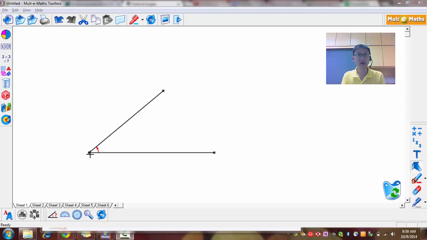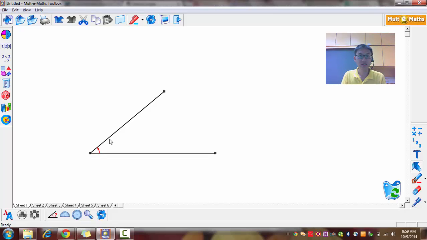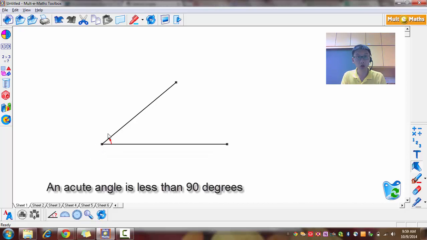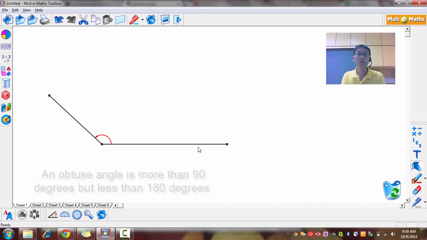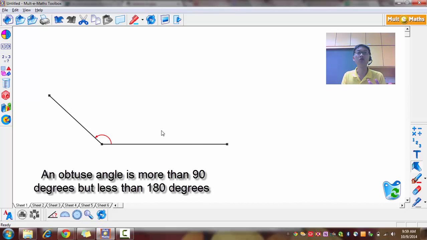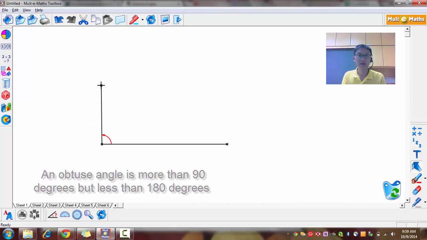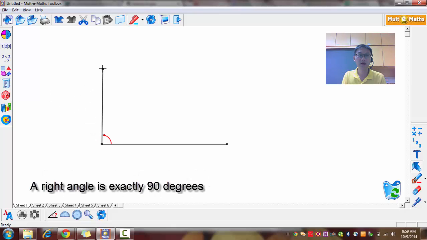So there are many types of angles. The angle that you see here is an acute angle. An acute angle is an angle that is less than 90 degrees. If I have an angle that looks like this, it is what we call an obtuse angle. An obtuse angle is an angle that is greater than 90 degrees. Now if my angle is exactly 90, then this is what we call a right angle, or a 90-degree angle. Okay?